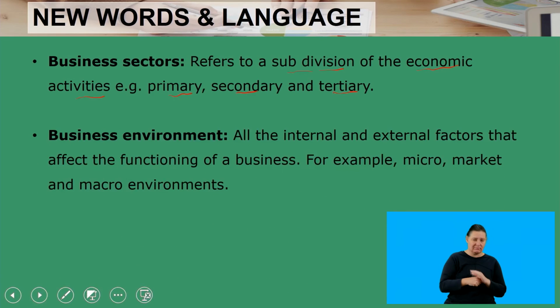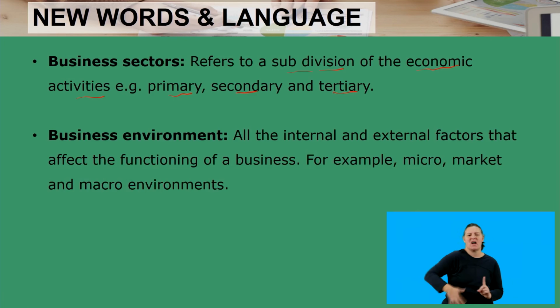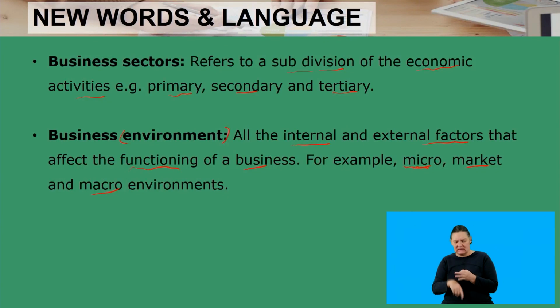And then we also have the term business environment. This refers to all the internal and external factors that affect the functioning of a business. For example, we have micro, market, and macro. You should know that the term environment means anything that surrounds a business. We'll be talking about the aspects under the micro, market, and macro environments that surround the business, and the extent of control for each of those.